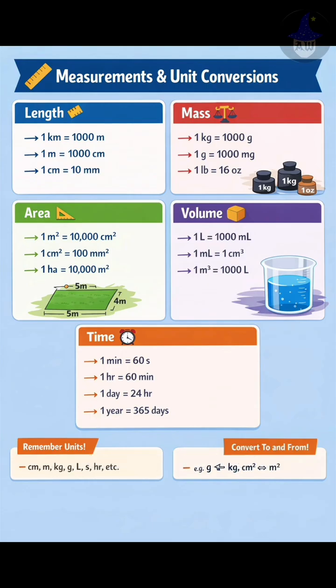pound is equal to 16 ounces, and for area, 1 meter squared is equal to 10,000 centimeters squared, 1 centimeter squared is equal to 100 millimeters squared, 1 hectare is equal to 10,000 meters squared. And for volume, 1 liter is equal to 1000 milliliters, 1 milliliter is equal to 1 centimeter cubed, 1 meter cubed is equal to 1000 liters. And for time, 1 minute is 60 seconds, 1 hour is 60 minutes, 1 day is 24 hours, and 1 year is 365 days. And remember the units, and you should know how to convert to and from.